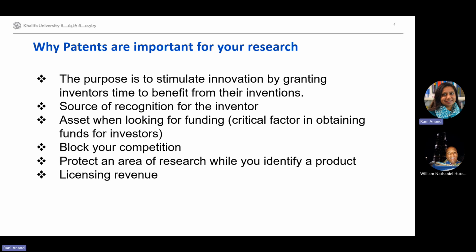And also it blocks your competition. When you file a patent for a particular area, it blocks others from doing the same innovation and blocks the competition. It protects an area of research while you identify a product. Also, licensing revenue. So these are the importance of patents in your research.